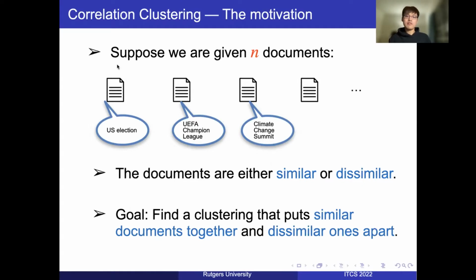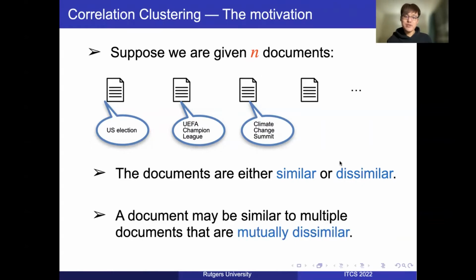Among these three documents, the first and third are more or less similar. They are about politics, and the second one is about sports. So we're going to put the first and third together, and the second one in another cluster. The problem becomes very interesting when a document is similar to multiple documents that are mutually dissimilar. For example, take the document on Barcelona and Catalan independence. Barcelona is a soccer club that competes in the UEFA Champions League, but it's also involved in some political movements. So it's similar to both the first and second documents. However, the first and second documents themselves are dissimilar.